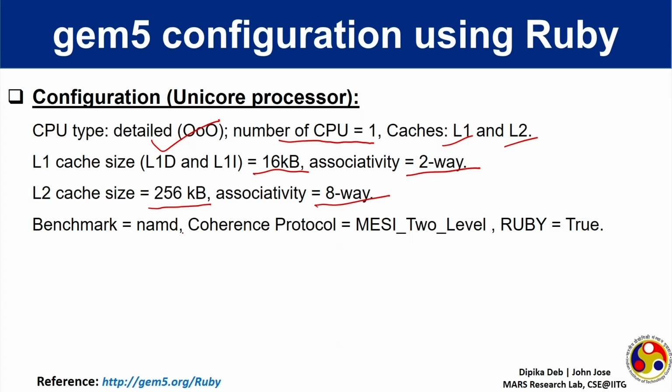In the example that I will show, we will use the benchmark NAMD. Interested readers can also implement the same configuration with different benchmarks, that is LBM, BZIP2 and the others available. The coherence protocol that we will use is MESI two level, and since we are using the Ruby memory model, we will make Ruby equal to true.